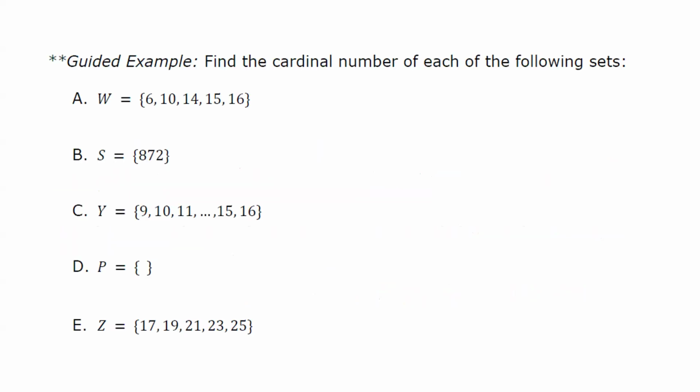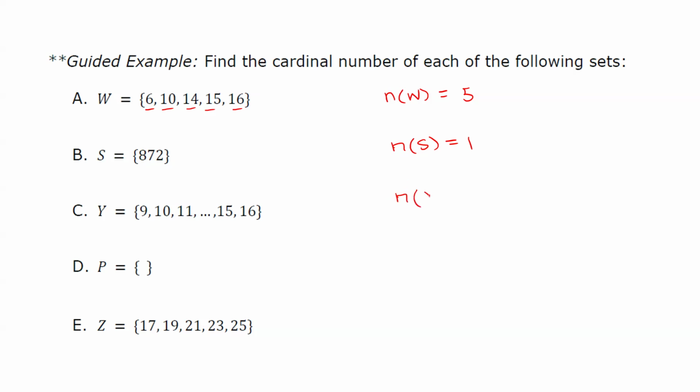All right, let's do some guided examples. Here we're asked to find the cardinal number of each of the following sets. For the first one, set W, its cardinal number will be 5 because we have 1, 2, 3, 4, 5 elements. For B, the cardinal number for set S would be 1 because we only have one element.